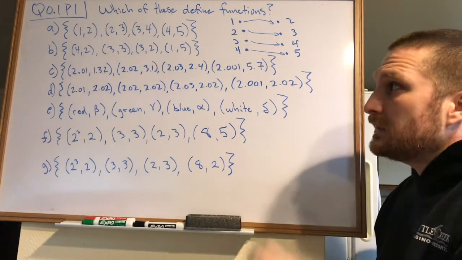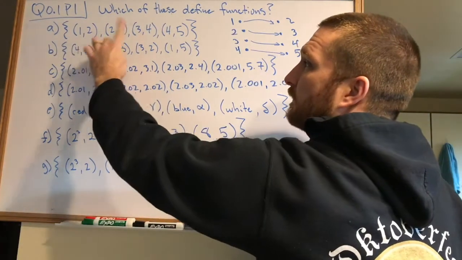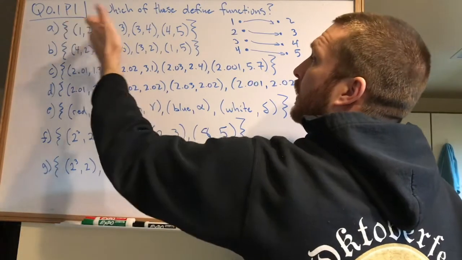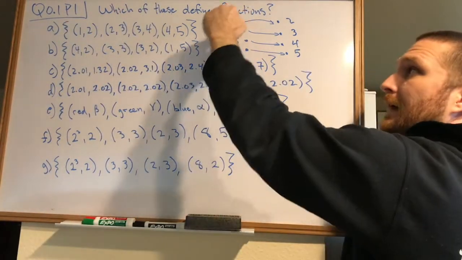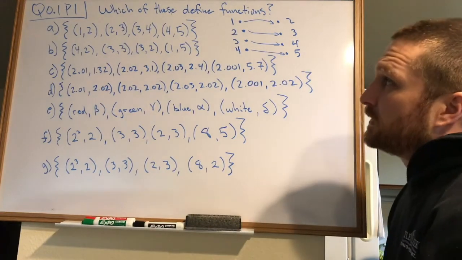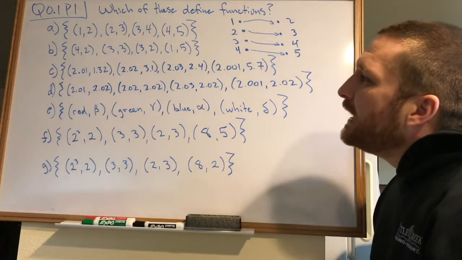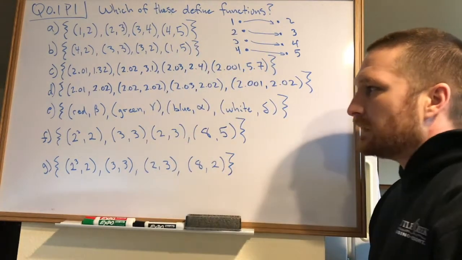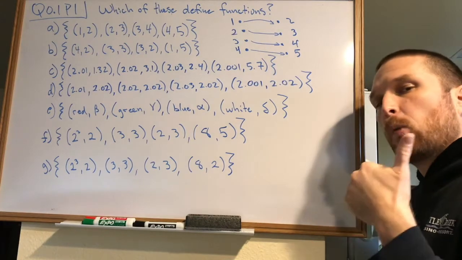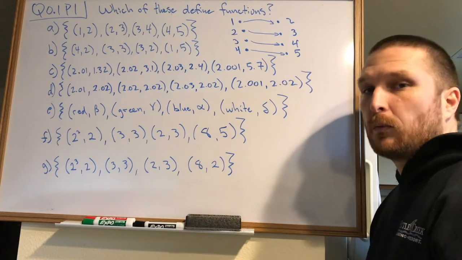Every one of these has a domain, and that's simply the set of all of the first inputs. So in the first case, the domain would be 1, 2, 3, and 4 all together as a set. The range in the first case would be 2, 3, 4, and 5, this group as a set. And that's the case with all of these. So the only question really comes down to, for every one input, do we get one and only one output?